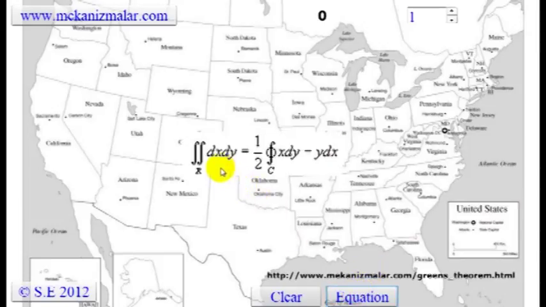From the formula, the double integral equals half of the closed path integral of x dy plus y dx. It means the area is equal to the small rectangle surface. When you know about the working area, you can calculate it.